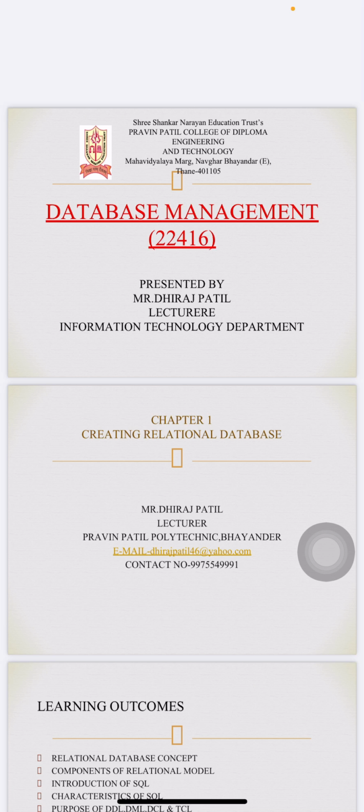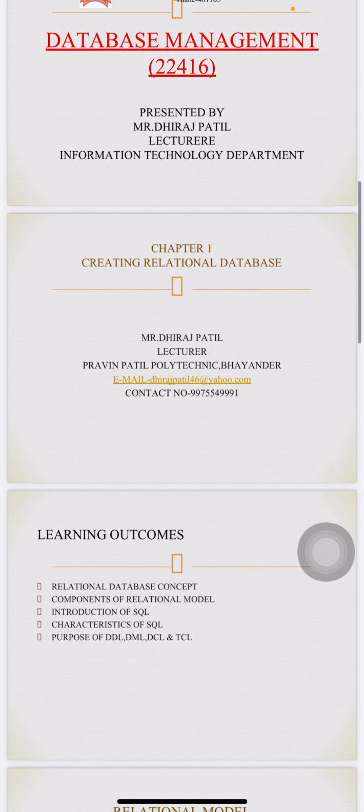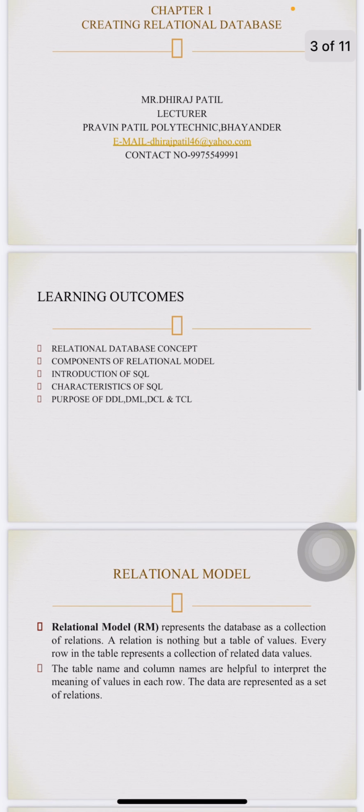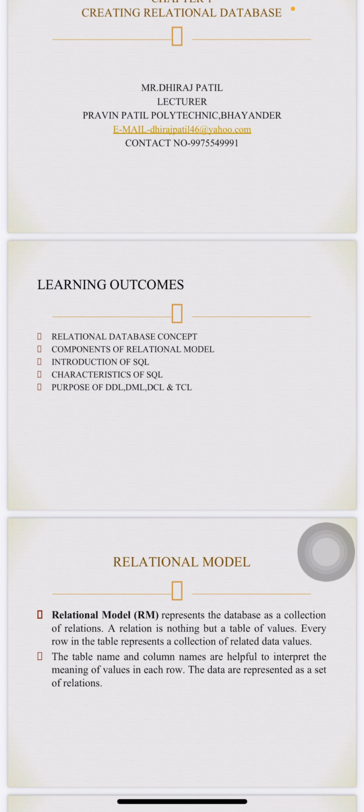After the third semester, this is the advance. In the third semester, you have to learn about the principles of database. This is the advance of database management. The first chapter is creating the relational database model. In this chapter, we are going to learn about the relational database concept, components of the relational model, introduction of SQL, characteristics of SQL, and the purpose of DDL, DML, DCL, and TCL.